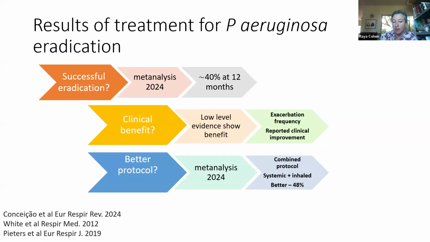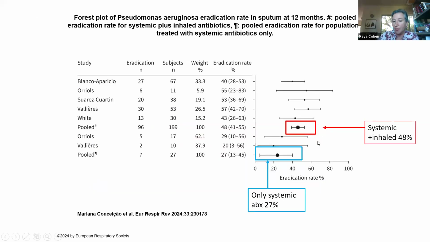In this meta-analysis released recently, it showed that a combined protocol of systemic and inhaled antibiotics was better. We can see it here. The systemic plus inhaled had a 48% eradication as compared to 27% with only systemic antibiotics. So I think this is a very important point. I don't know if we all start with a combined protocol, which sometimes requires much more work and a lot of effort from the doctor and from the patient, but it seems that it is very important.